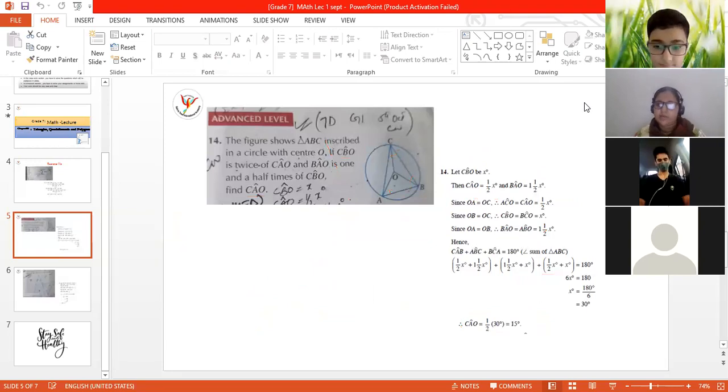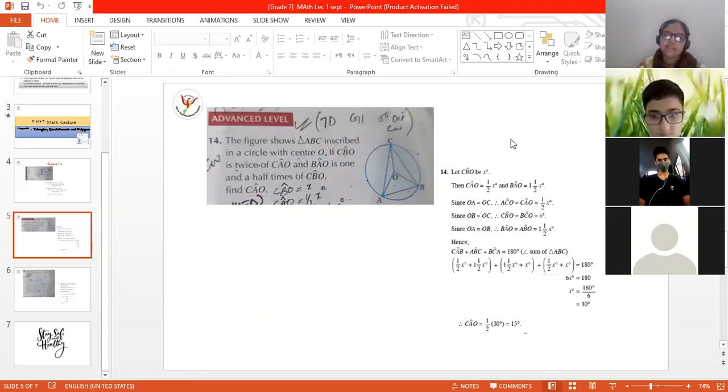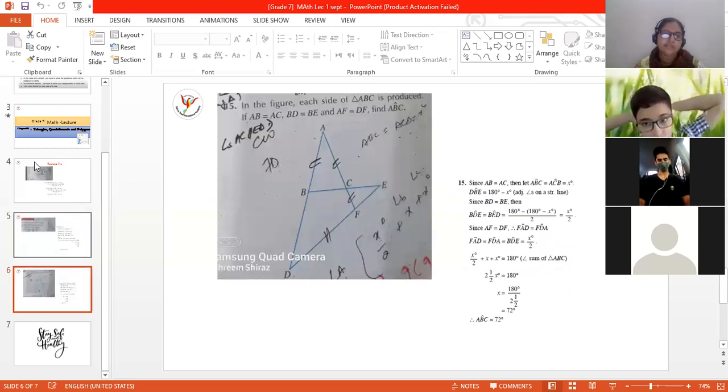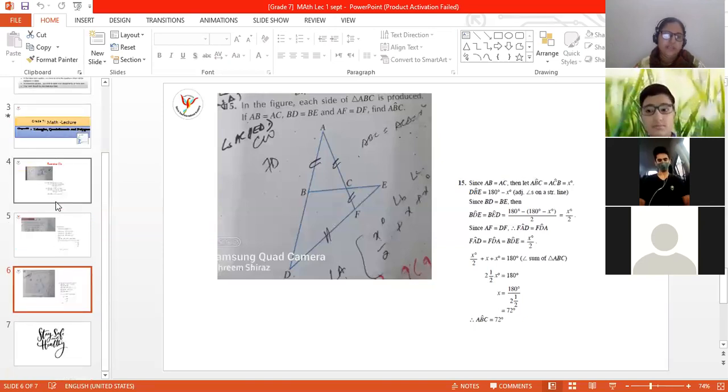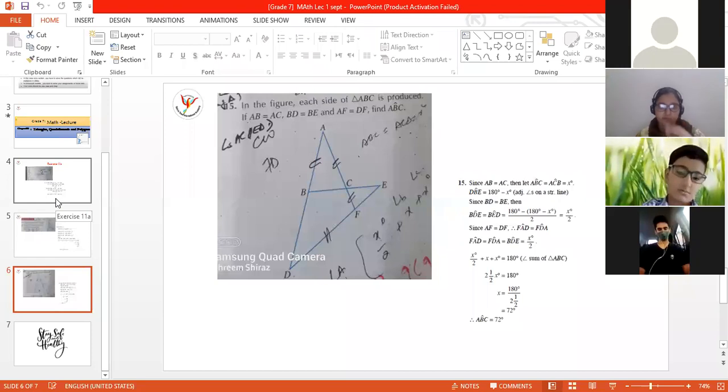So class, you have to complete exercise 11A. If you have any question related to this, then you can raise your hands, or else I'm going to sign it out. Tomorrow we are going to start exercise 11B, inshallah. So if you have any question related to this, then please raise your hands, or else I'm going to sign it out. Have you marked your attendance?